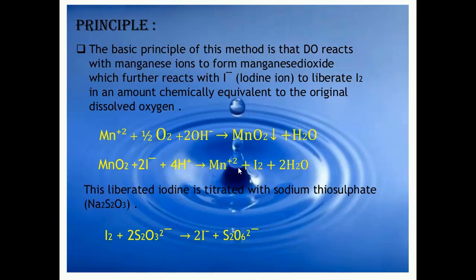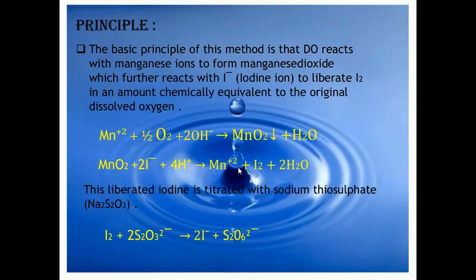The iodide ion liberates iodine in an amount chemically equivalent to the original dissolved oxygen. In the second equation, manganese dioxide plus iodide ion plus protons gives manganese plus iodine plus water. This liberated iodine is titrated with sodium thiosulfate, Na2S2O3. Iodine plus thiosulfate gives iodide ion plus tetrathionate.